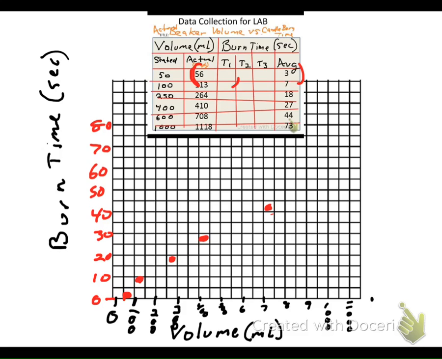And the last one here is 1,118 comma 73. Now I can tell by looking at this data, because I've done the lab for so long, that there are some errors in the data, but it's not bad.